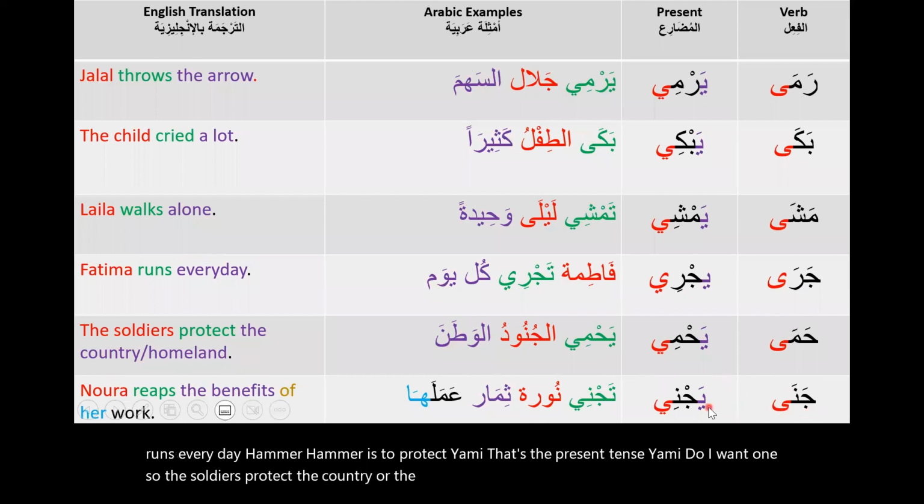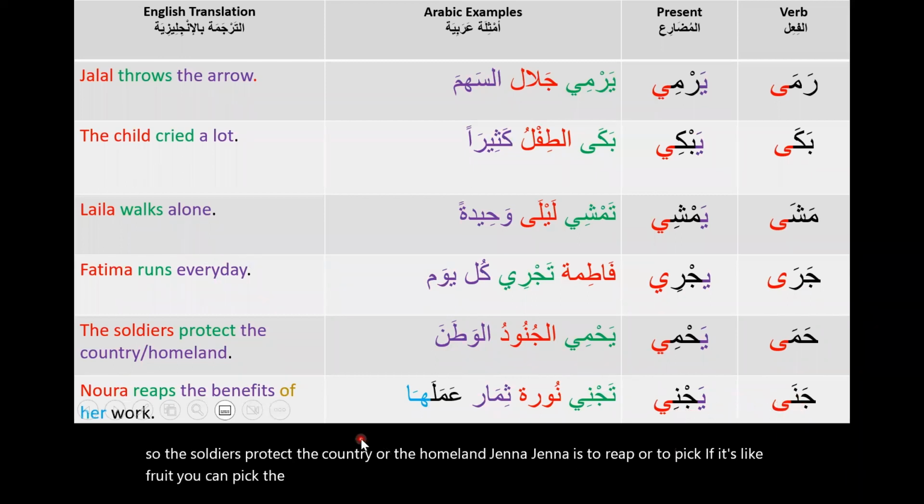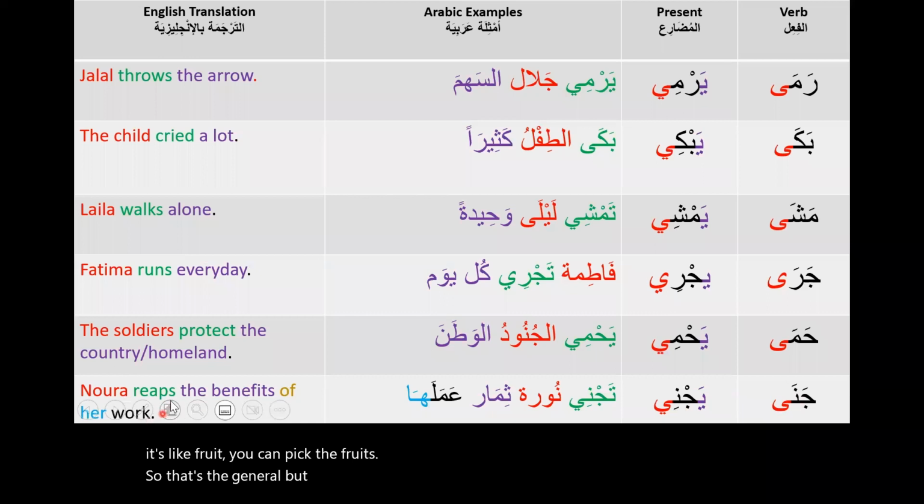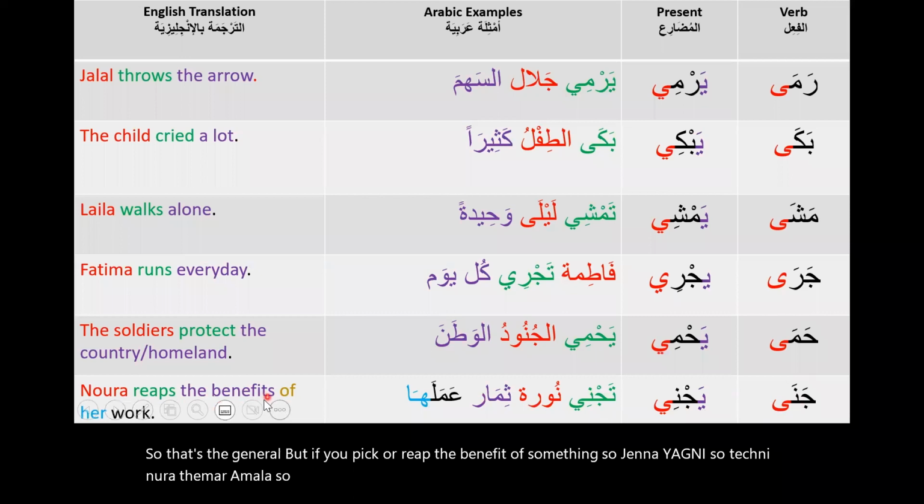Jana is to reap or to pick. If it's fruits, you can pick the fruits. So that's jana. But if you reap the benefit of something, it is jana yajni. Tajni Nura thimar amalaha. So Nura reaps the benefits of her work.